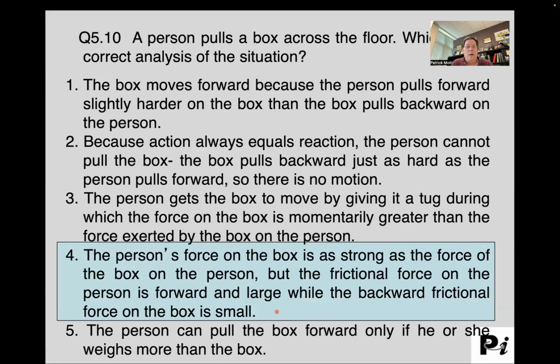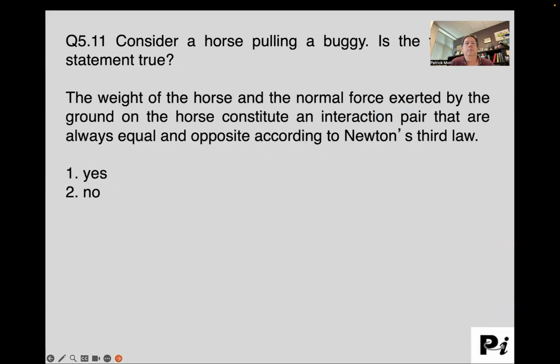Okay. All right. The person can pull the box forward only if he or she weighs more than the box. This is a really popular answer. It's a surprisingly popular answer. It might have been your answer. But weight is the force of gravity which acts straight down. That has nothing to do with the forces in this question, which are in the horizontal direction. So it is 4.